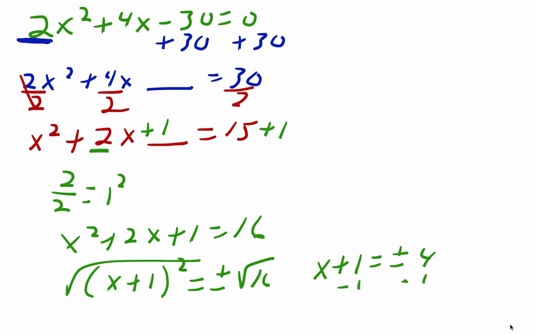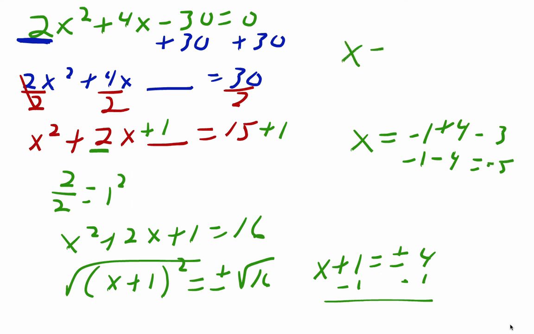Minus 1, minus 1. Now I'm going to write this up here. So we have x equals negative 1 plus 4 and negative 1 minus 4. That equals 3, and that equals negative 5. So my answer is x equals 3 and negative 5.